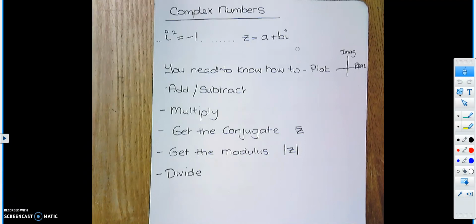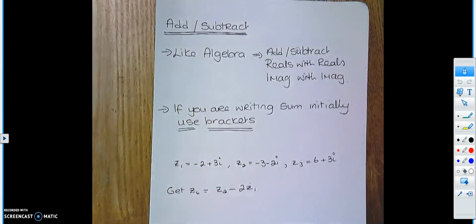After you plot them, you need to be able to add and subtract. You need to be able to multiply them. Get the conjugate. In terms of conjugate, they'll either use the word conjugate or they will write z with a little bar on top. They'll say get the modulus, which is your z in between two straight lines. It represents the length of z, so it will be the length from a particular point to the origin. And finally, you have to be able to divide complex numbers. If you can do those 6 things, you'll have absolutely no bother doing complex numbers, and they are on paper 1.